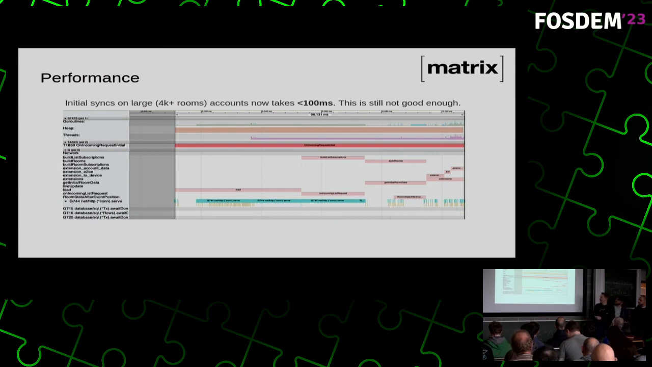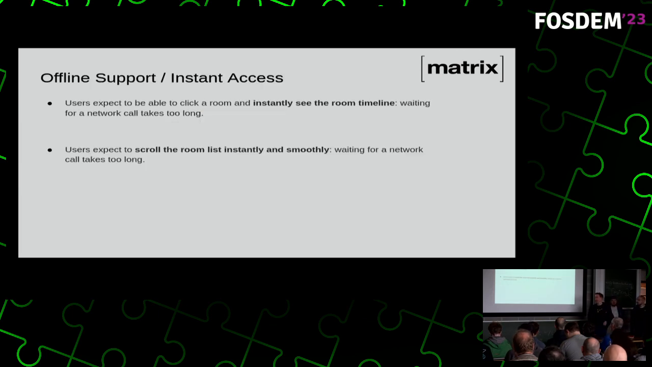But it's still not good enough, because things are going to get a lot worse. Because clients, really, it's all up to the clients. Clients want offline support, and they want instant access. They don't want to have to do a network request when they click on a room. They want to just see the list. They don't want to see a spinner.